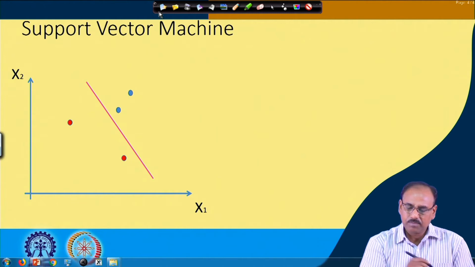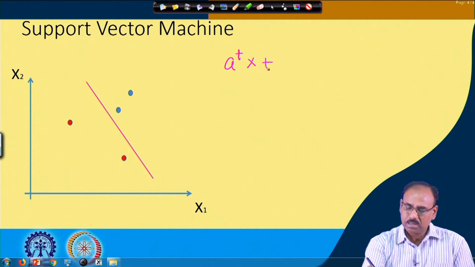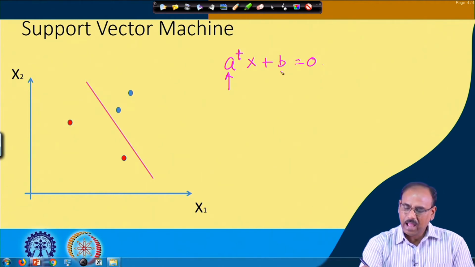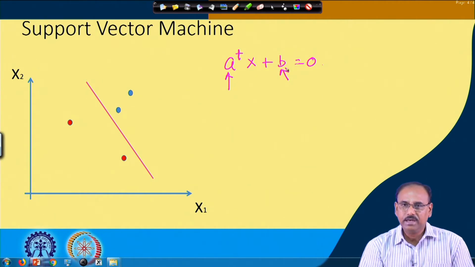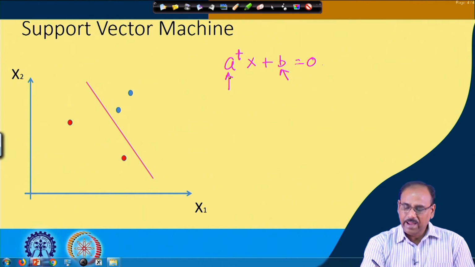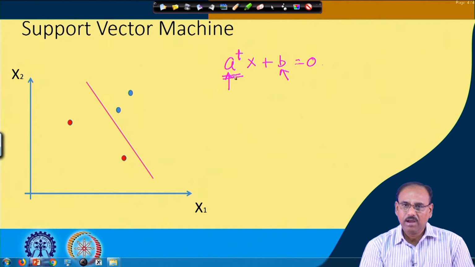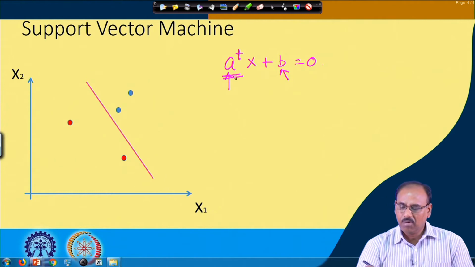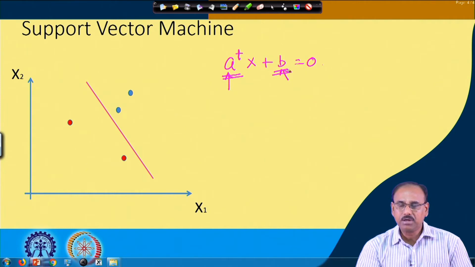And we have also seen that in this equation A transpose x plus b equal to 0, A is a vector which is orthogonal to the separating plane, and b is a bias which indicates the position or location of the separating plane. So, as A is orthogonal to the plane, if I modify A, the orientation of the separating plane will be different, whereas if I change b, the position or location of the separating plane will be different in my feature space.